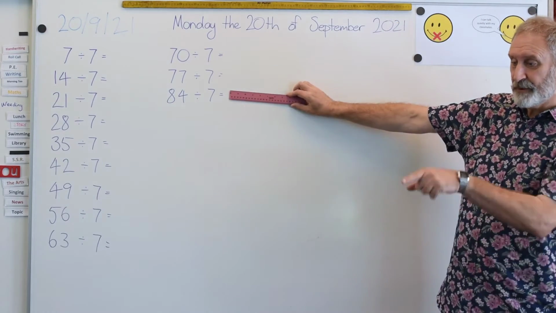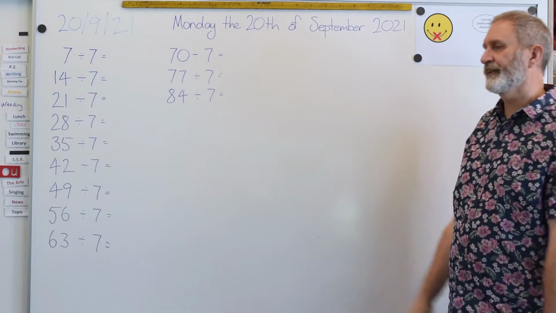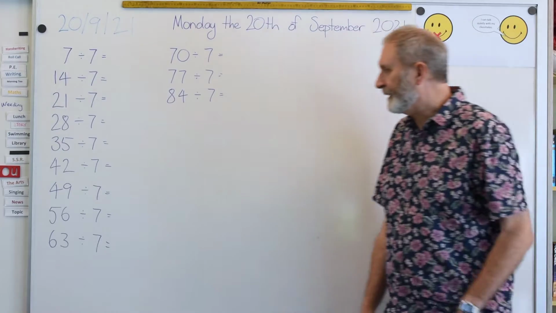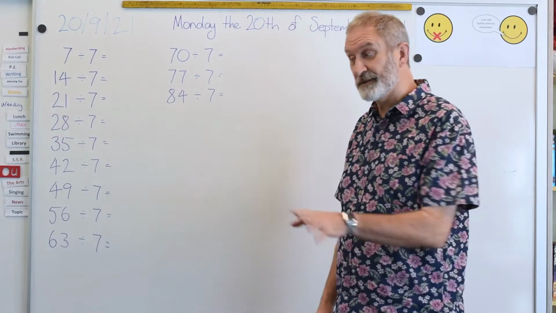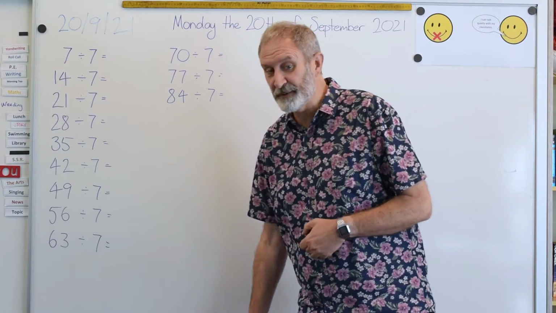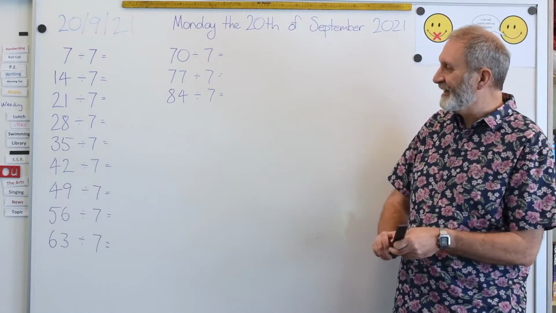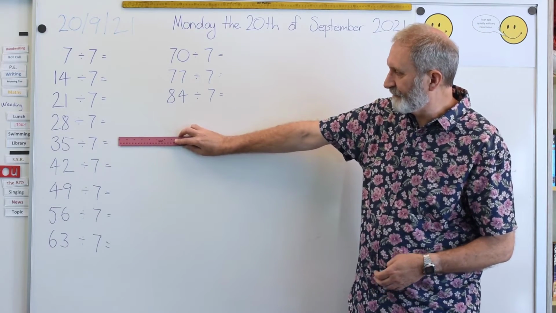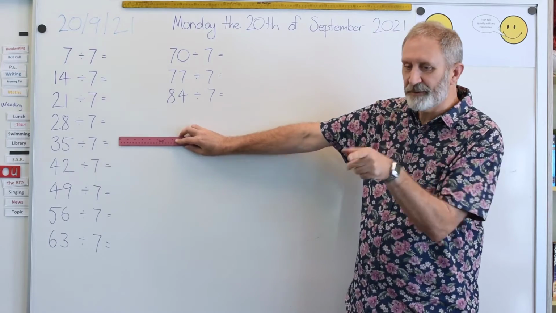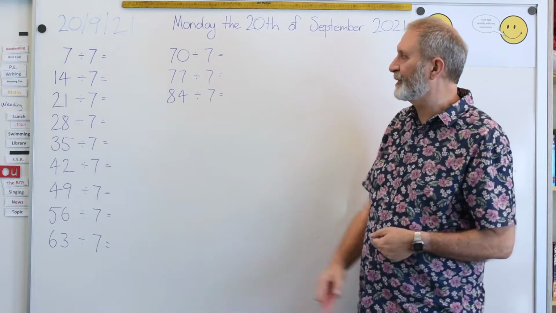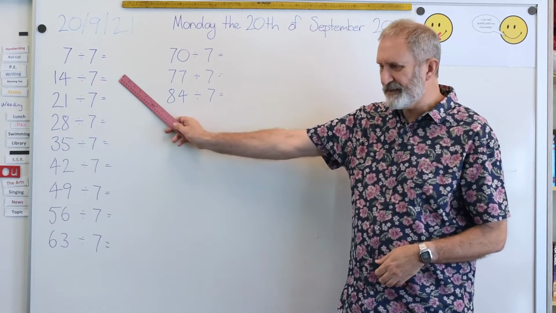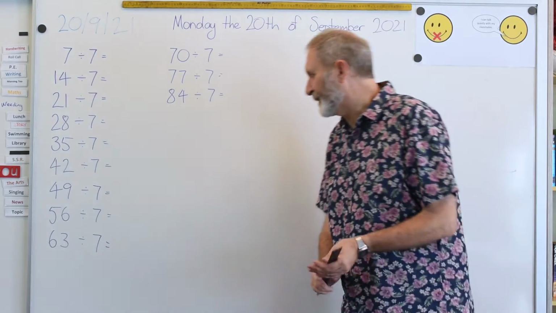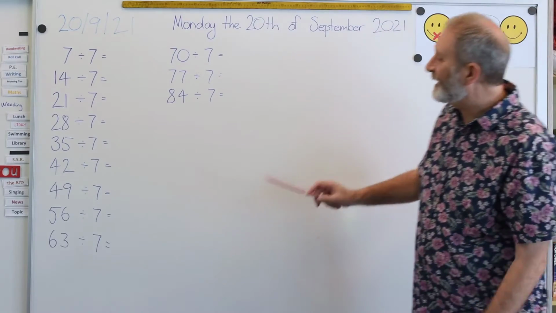84 divided by 7. What do you reckon, Fletcher? 12. Man, I'm not going to catch anyone out today. Let's see. That's not an invitation to give me the wrong answer, by the way. Okay. What do you reckon about 35 divided by 7? What do you reckon? 5. 5. Perfect. Good. 14 divided by 7? 2.